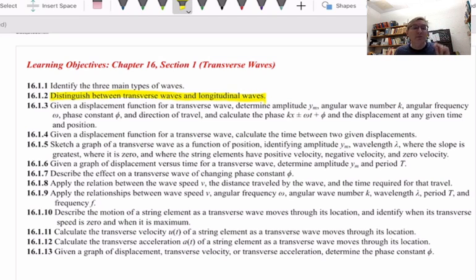Transverse wave on a string was our focus in the previous lectures. In a longitudinal wave, the disturbance of the medium is in the same direction that the wave travels. We'll study that in chapter 17 when we study sound waves.